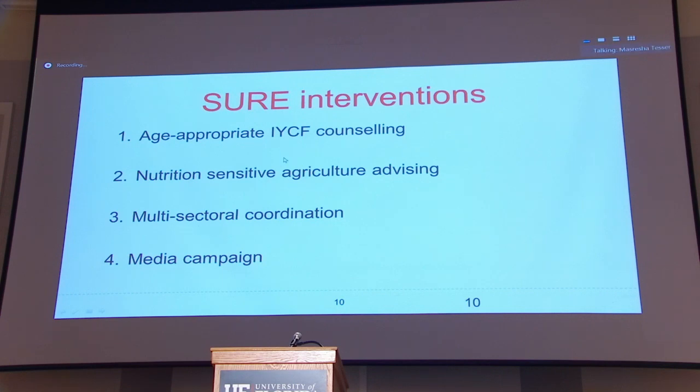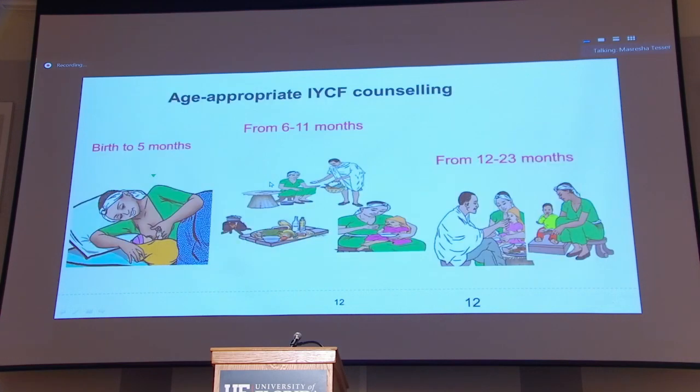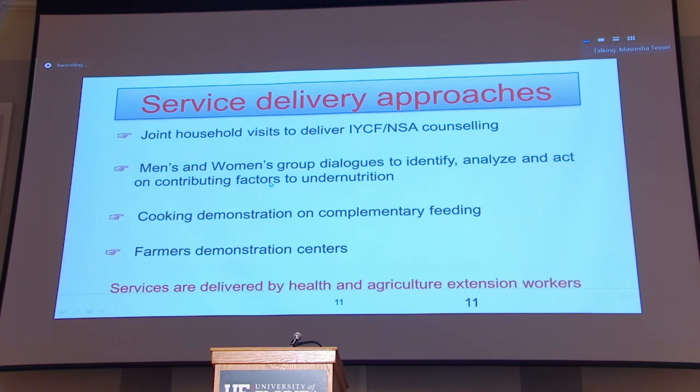In terms of service delivery, how this program is provided to the community is through joint household visits, in particular by both agriculture and health workers. There are also group dialogues, which have been conducted on various topics of undernutrition. And in addition, there are cooking demonstrations, particularly on the preparation of nutrient-dense complementary food, and farmer demonstrations, also demonstrations at farmer centers. These are some of the delivery approaches that have been undertaken.